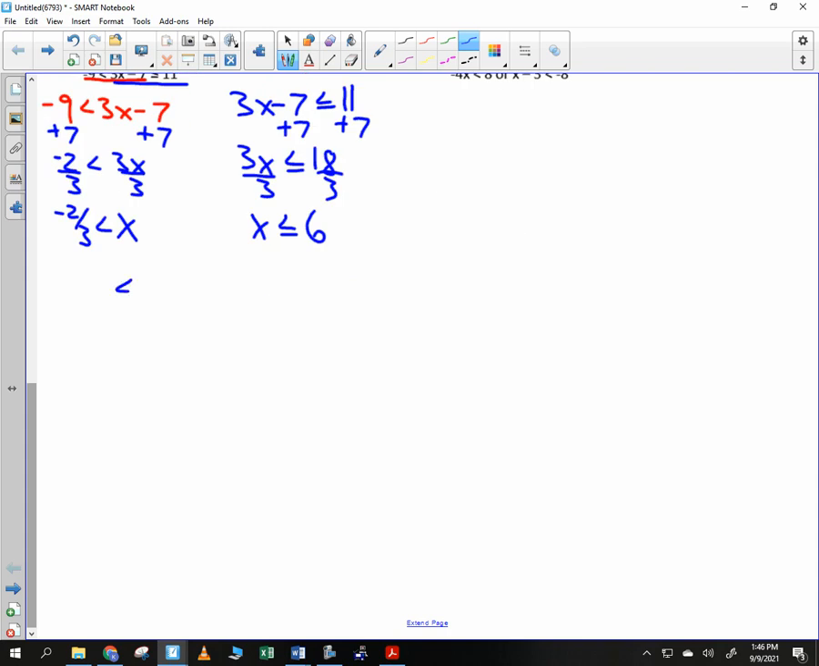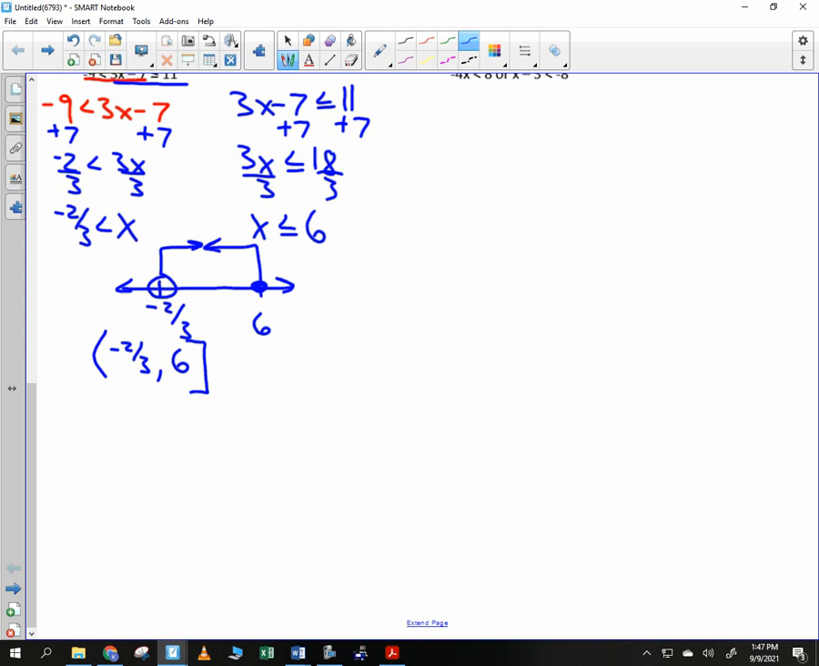So, as we plot these, negative 2/3 will go further to the left, and 6 will go further to the right. Open or closed circle on negative 2/3? Arrow to the left or right? To the right. And x less than or equal to 6, to the left. Closed circle, arrow to the left. And so notice that the interval notation will be negative 2/3 with a parenthesis and then 6 with a bracket. So they don't actually join together.